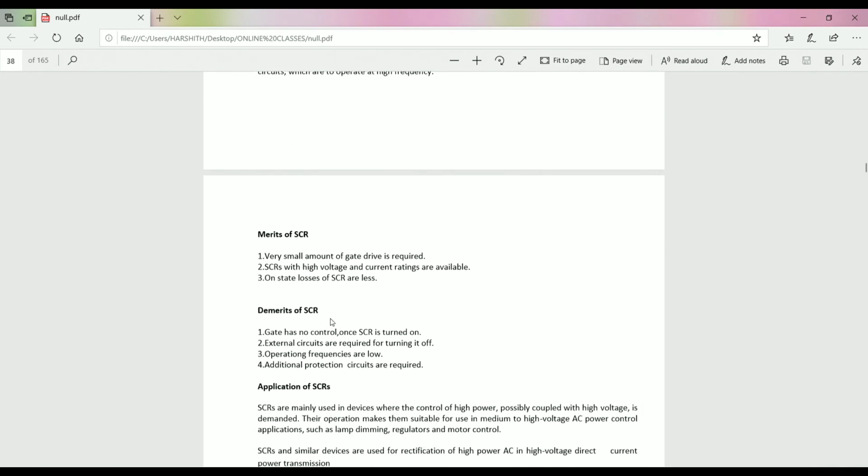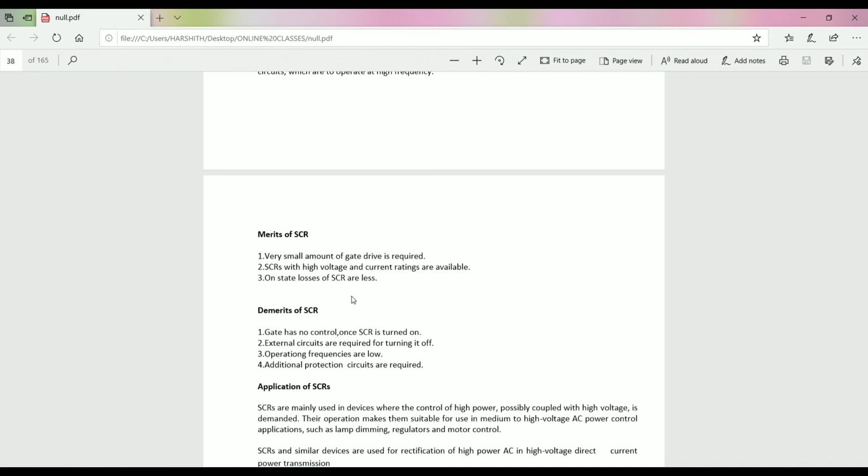And another one, merits of the SCR, advantages. Very small amount of gate drive is required. SCRs with high voltage and current ratings are available. On-state losses of the SCR are less. Disadvantages: the gate has no control once the SCR is turned on.